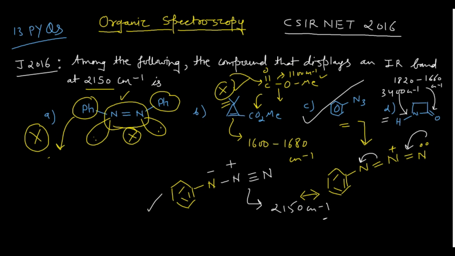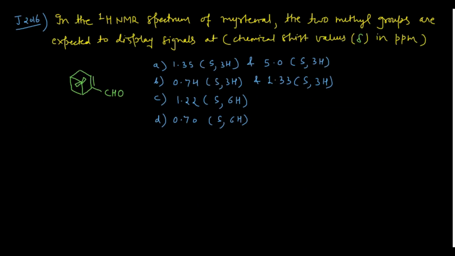Okay, now moving to the next question. It is again from the June 2016 examination: in the proton NMR spectrum of Martinel. This compound is actually your Martinel compound, and it is a common component of the essential oils. When you do essential oil chemistry, you will find this compound there.